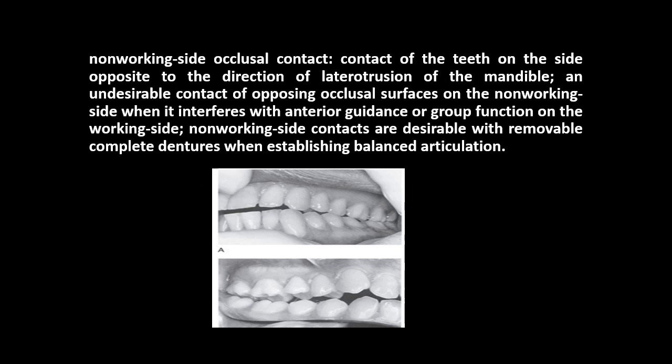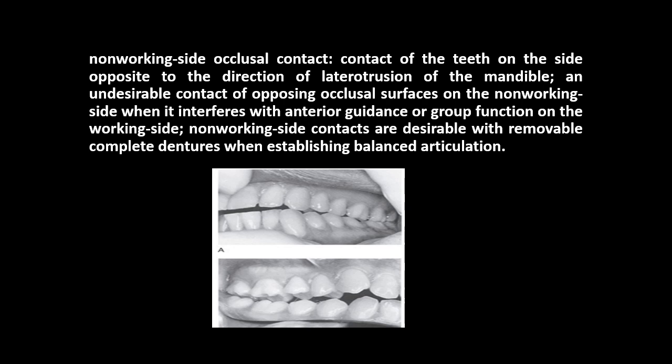As you can see in this figure, the upper slide is the working side contact and the lower is the balancing side contact. In natural dentition, it is desirable to have a working side contact, and this is called group function occlusion. That means there are multiple occlusal contacts with the canine, premolars and molars. The lower slide shows a balancing tooth contact, which is not desirable for natural dentition and is regarded as occlusal interference. On the contrary, if you are going to construct a complete denture, such an occlusal scheme is desirable.